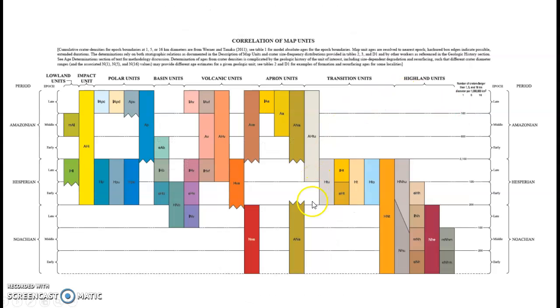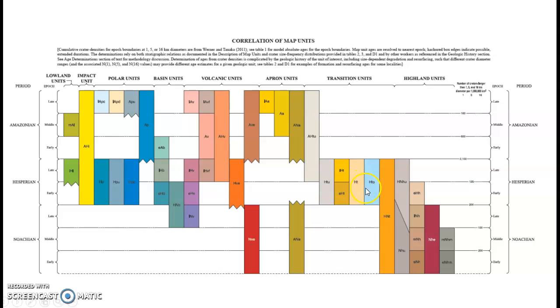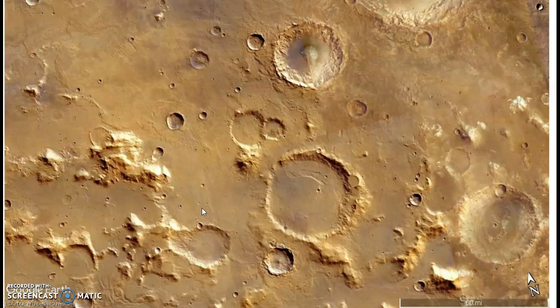And now when we go into this correlation chart, it's in these transition units. So this is transition from the highland area on the southern hemisphere to the lowlands on the northern hemisphere. So we've got this being the same age as maybe some of these polar units or some of these volcanic units. So for your assignment, I'm actually going to break this into a separate video, and we'll come back to this in a minute.